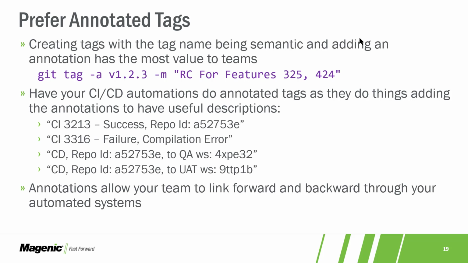Although typically that's a great way of disambiguating that tag from other tag types. And then you'll notice that my message part has "release candidate for features 325 and 424." In your CI/CD process, you can have it do tagging too.